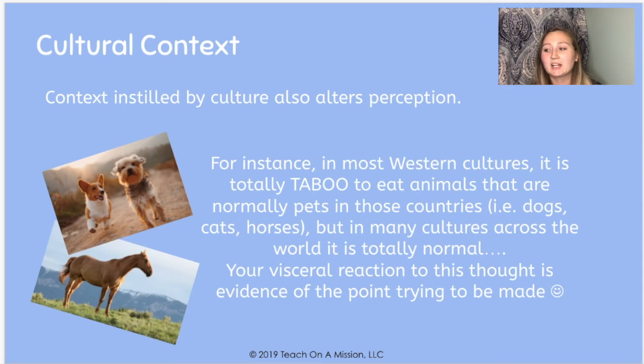Your reaction to this thought is evidence of the point being made. The fact that your brain is like, no, your brain can't even compute eating a dog, right? It's horrible. We have a whole villain in Disney about it, right? Not eating dogs, but killing dogs. We have whole villains about killing animals. So in a Western culture, this doesn't make any sense to our brains, right? So that's our cultural context. All right, we have gotten through the introduction to perception.